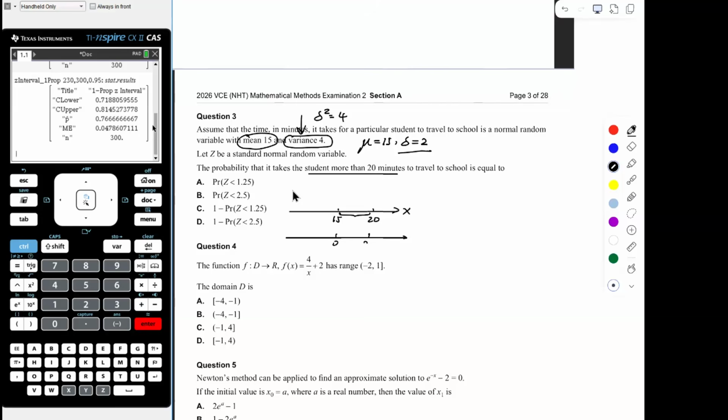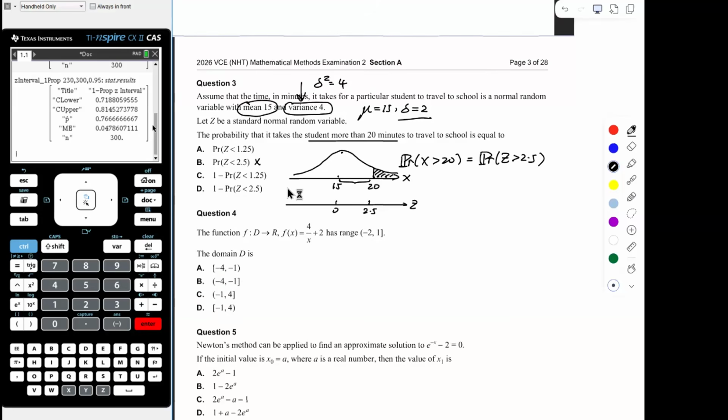So I'll draw another axis here. And then the probability for a student to take more than 20 minutes to travel is this area. So we can write this as probability x greater than 20. It's also equal to the probability of a standard normal greater than 2.5. But we don't have, let's say, probability z greater than 2.5. This is the other side. Therefore, we have to use, for example, one take away probability z less than 2.5, okay? Therefore, using the symmetry property, I'll get option D.